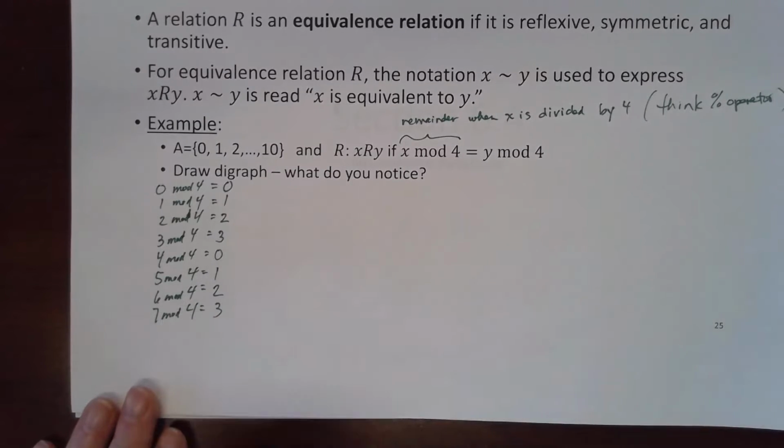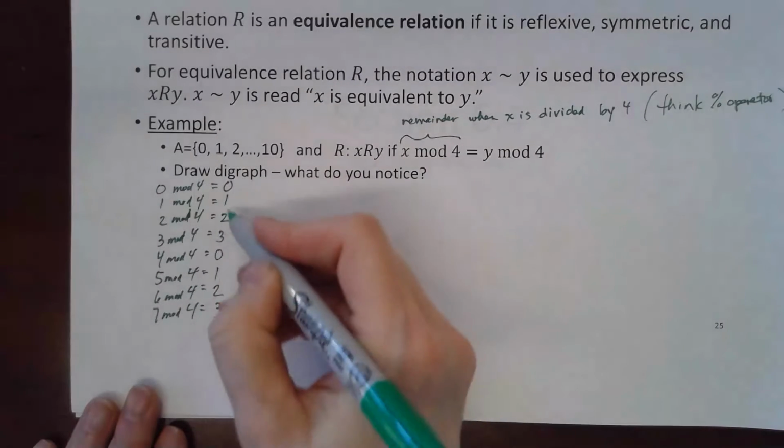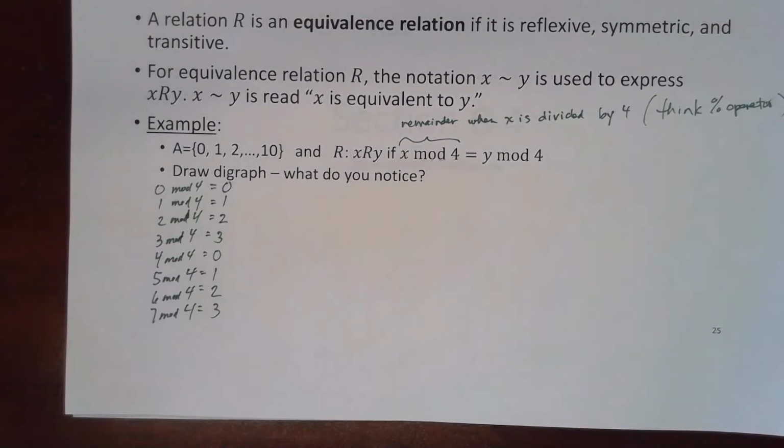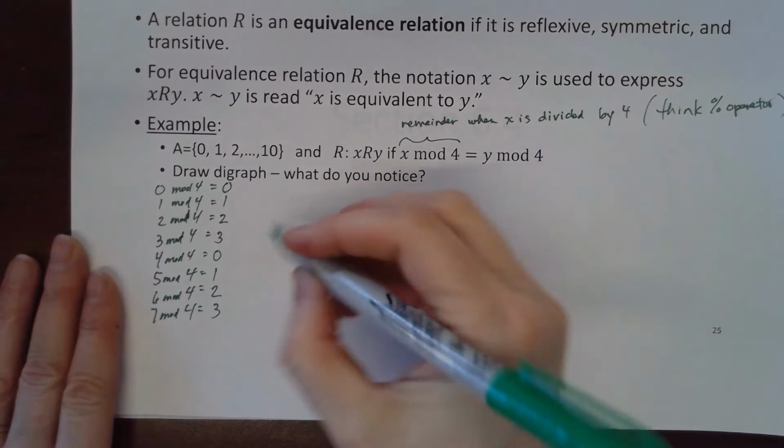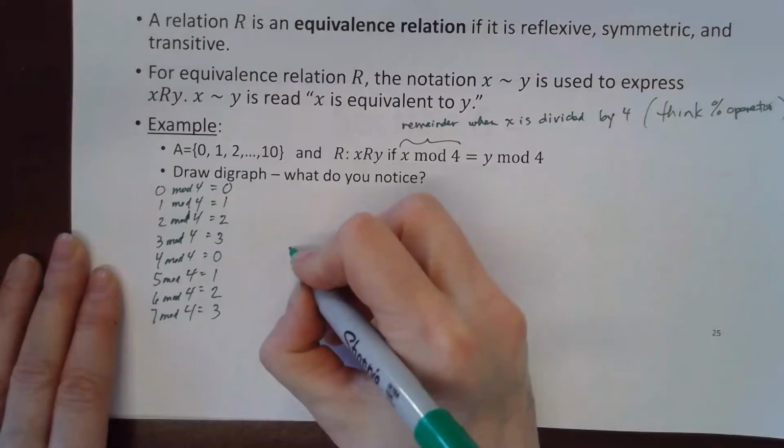Okay, and then they go on from there and repeat. They'll just go 0, 1, 2, 3, 0, 1, 2, 3, 0, 1, 2, 3. So let's say we were going to draw a digraph for this particular relation. Let's start with 0.